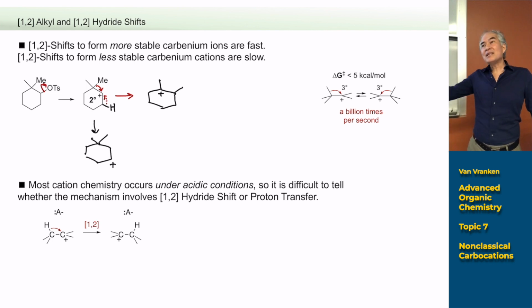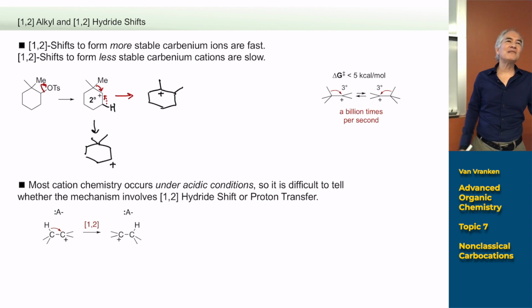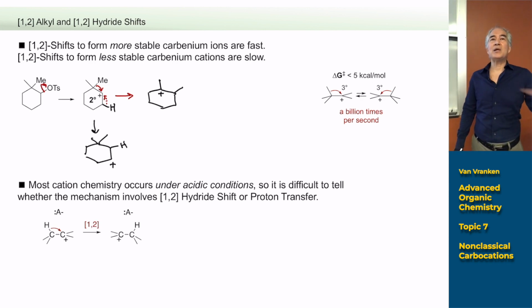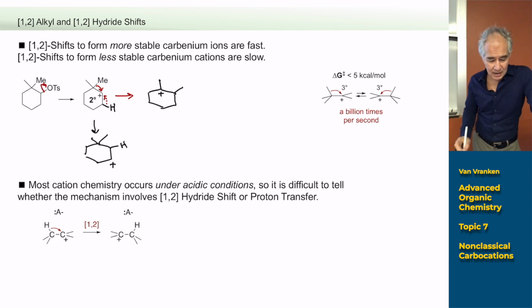Do you want to migrate to give a more stable carbocation or one that sucks just as much? That's an easy decision to make. 1-2 shifts are super fast, especially if they make more stable carbocations. And if they don't make more stable carbocations, then that's not so good. The problem is you have to be able to see CHs that we don't draw for you. You need to know every single CH that's in your molecule, even though they're not drawn. You have to see those.